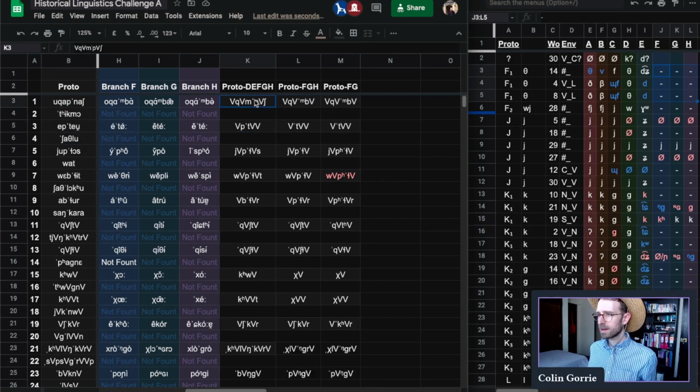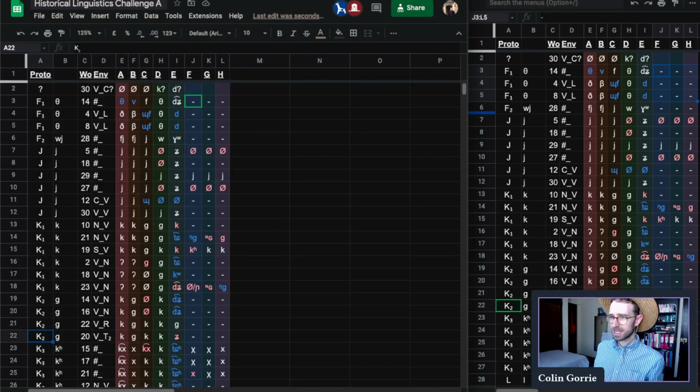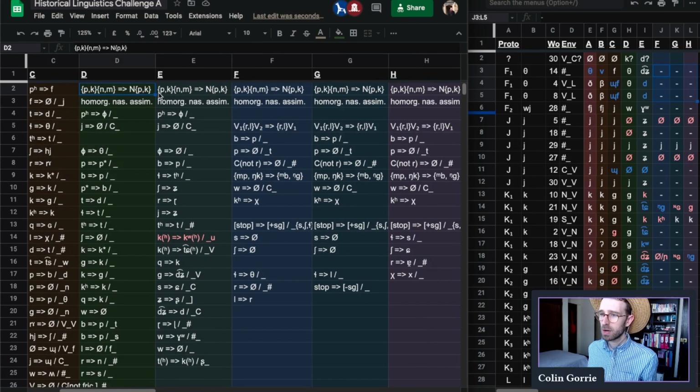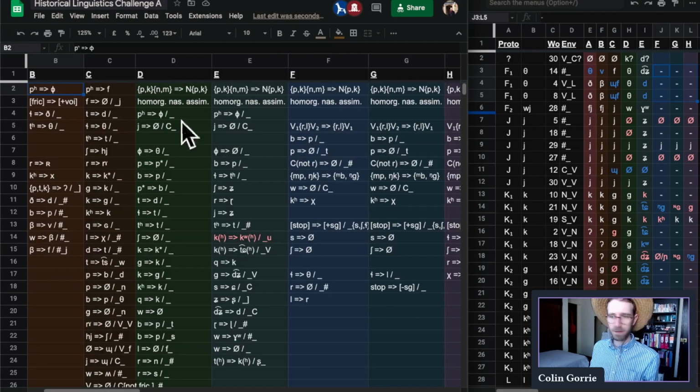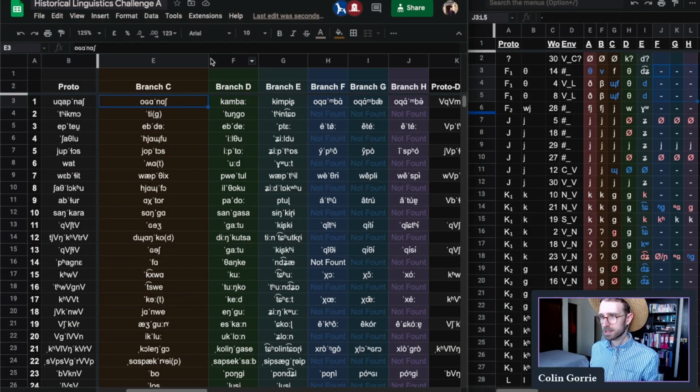So for proto D, E, F, G, H, I'm positing this intermediate stage because we have the same very striking change where we have these clusters of stops and nasals metathesizing in all of them, and then the nasals assimilating to the place of the newly following stop. That's what's represented by these rules up here, and I consider this to be a shared innovation of these 5 branches.